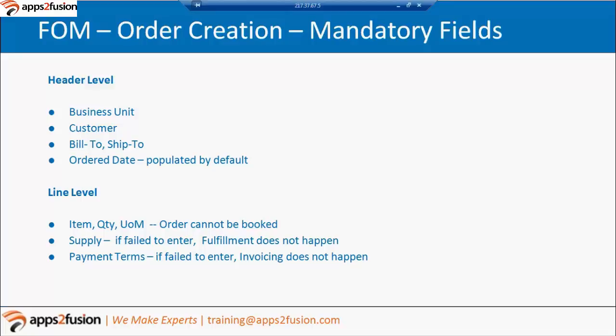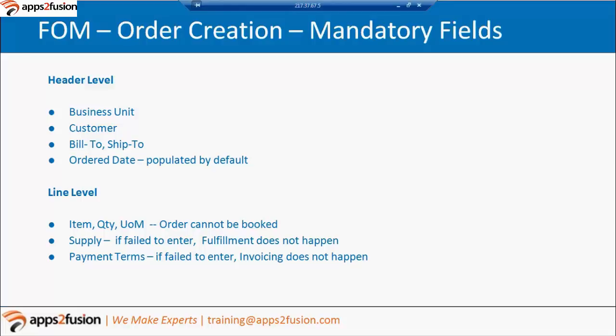Next, what you have is the line level. Under line level, you have item, quantity, UOM. The order cannot be booked without these things. And supply: if you fail to enter this, it gets submitted, but the fulfillment might not happen. Supply is giving your warehouse or your supplier name. So if it's a dropship flow, it goes with the supplier, and if it's a standard flow, you give your warehouse. And payment terms: if you don't enter payment terms, the submission still will happen, but the invoicing will not happen.